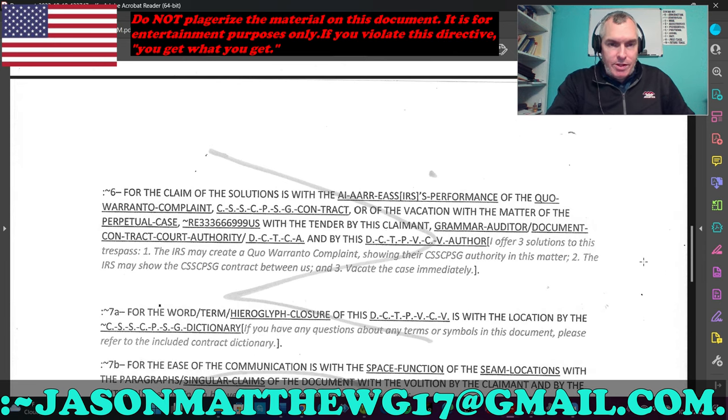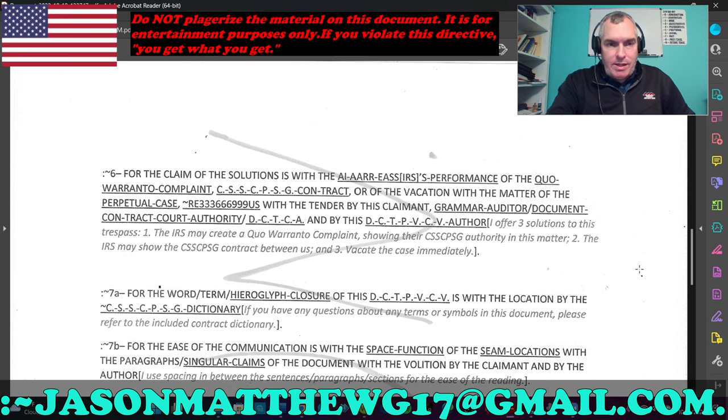So number six, for the claim of the solutions is IRS performance of the quorunto complaint, correct sentence structure contract, or of the vacation with the matter of the perpetual case with the tender by this claimant, grammar auditor, document contract, court authority, and by this author.